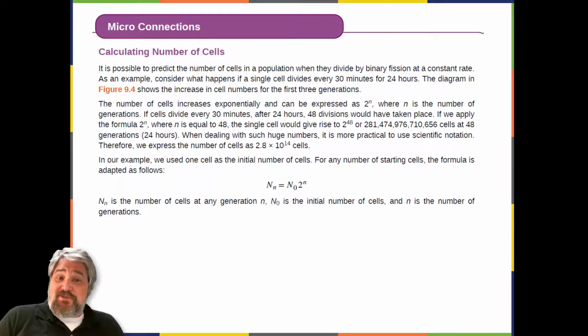When dealing with such huge numbers, it is more practical to use scientific notation. Therefore, we express the number of cells as 2.8 times 10 to the 14th cells. In our example, we used 1 cell as the initial number of cells. For any number of starting cells, the formula is adapted as follows. N subscript n is the number of cells at any generation n, so that is equal to the product of N naught, which is the initial number of cells, and 2 raised to the n, the number of generations.